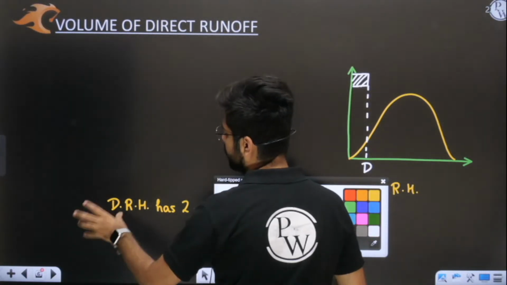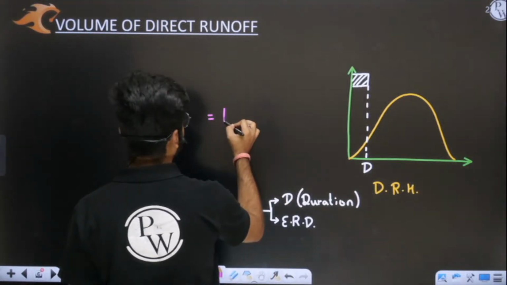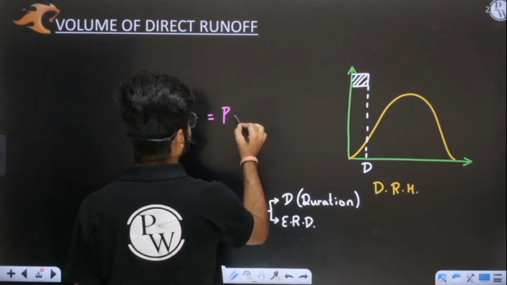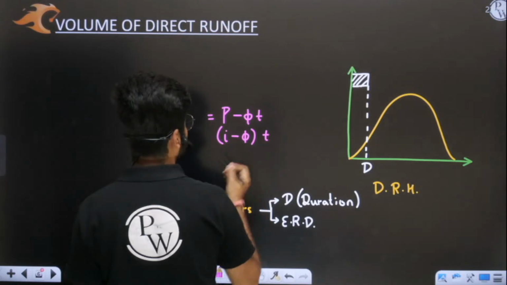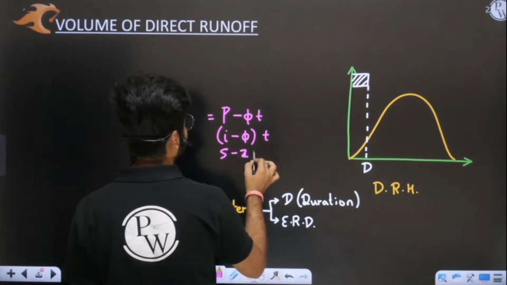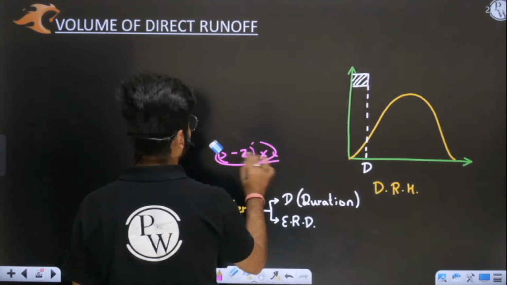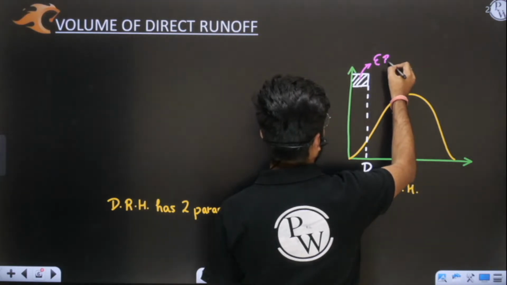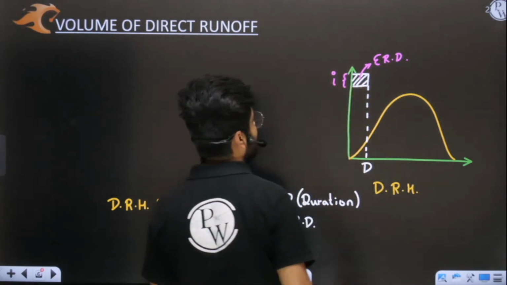just now I have told you how to find the area. Simply what you have to do is P minus phi t, or you can say I minus phi t. P minus phi t you can do, or I minus phi into 2 you can do t. Just now I told you the example, 5 minus 2 into 2. So that we get the total runoff depth. This area will be effective rainfall depth, and this is representing intensity of excess rainfall.